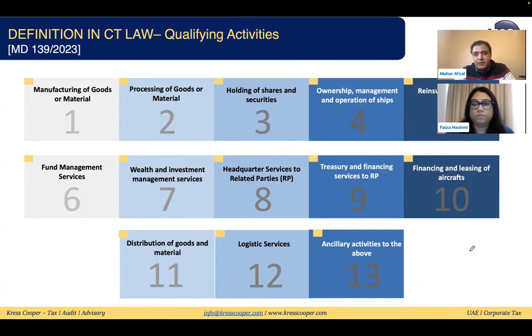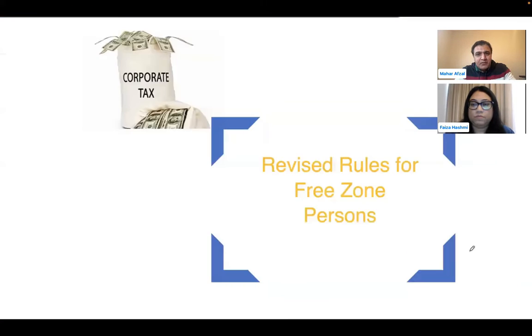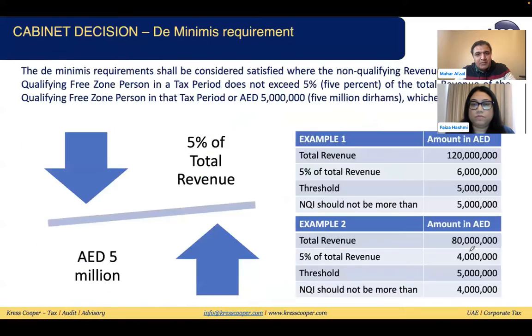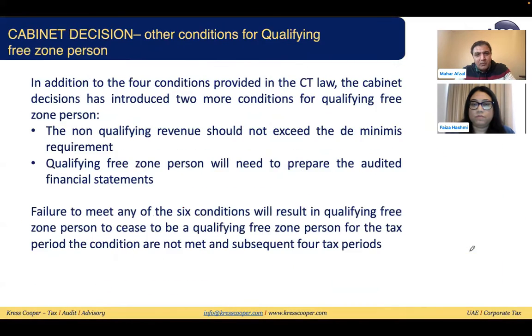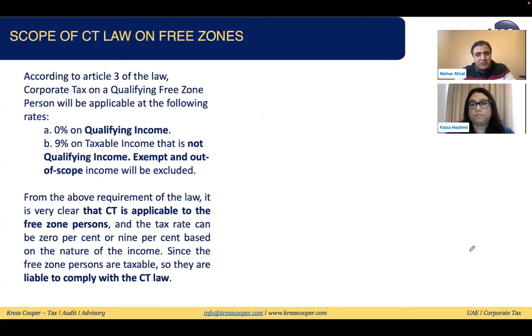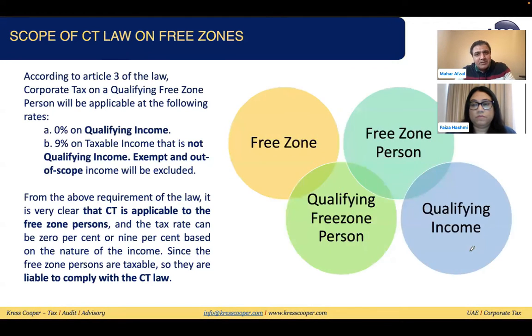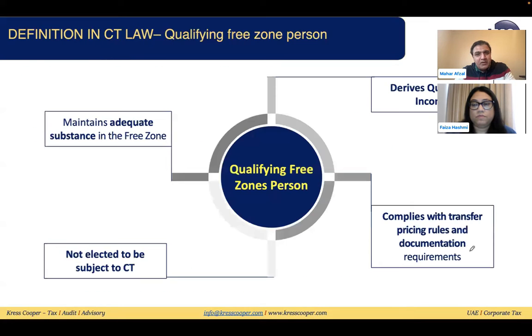And as Ms. Faiza has already discussed, we are going to discuss the revised rules for free zone persons. If I go through the previous rules at a high level, we can say there are four major changes. There is no change in the definition as such. There is no change in the qualifying free zone person. The conditions are the same. These are the six conditions for a free zone person to be considered as a qualifying free zone person.